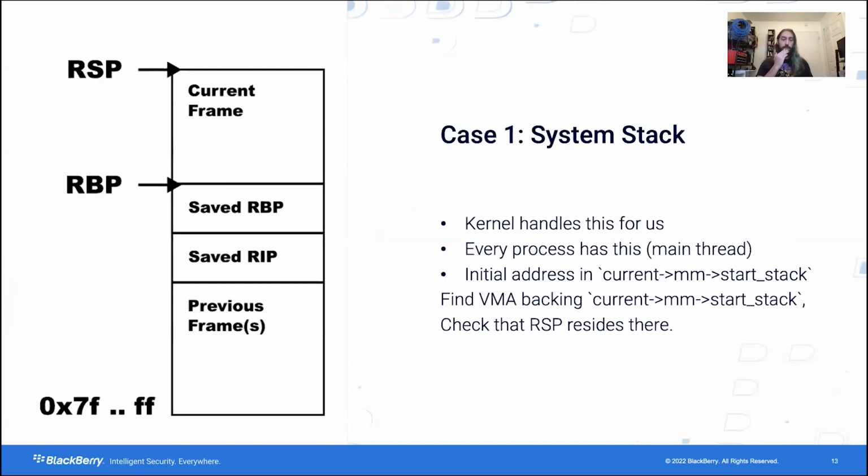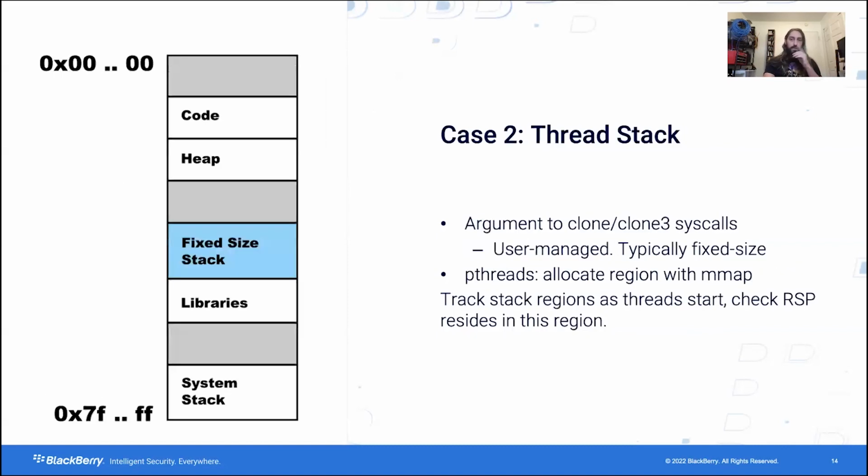The three cases we saw in practice broke down like this. The first one we called the system stack. Every process has this. The initial thread in a thread group is given the stack by the kernel, and the kernel manages it, grows it, and things like that, and saves the initial address of it in a kernel data structure. So this is pretty easy. We can just look up what VMA backs that address, and then check that the stack pointer still is in that VMA.